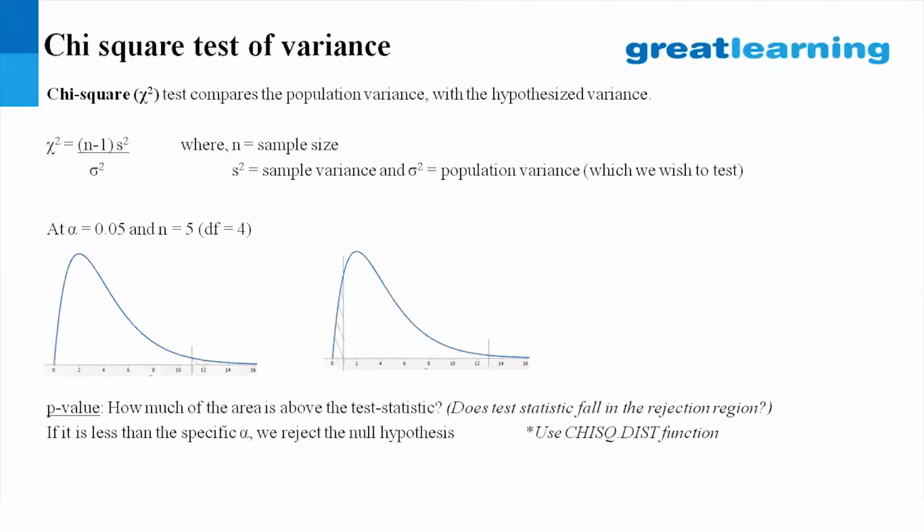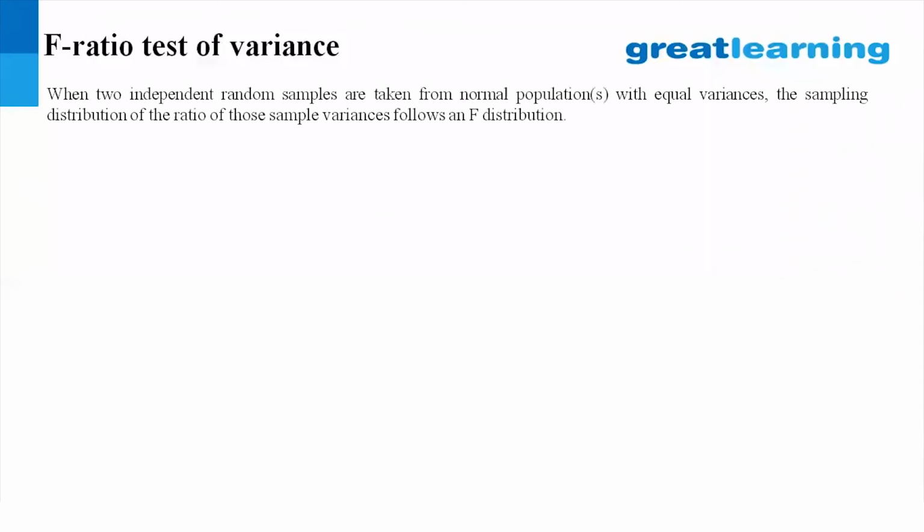So like we had one sample and two sample tests of mean, similarly we have one sample and two sample tests of variance. So chi-square is a one sample test of variance. If you see here, we had just one sample, n, which was the sample size. With the f-test, we have two samples.